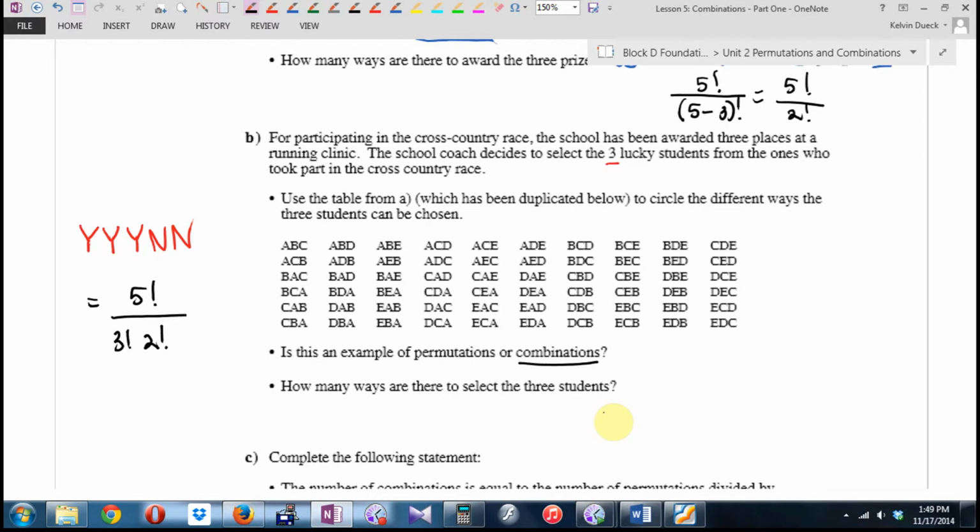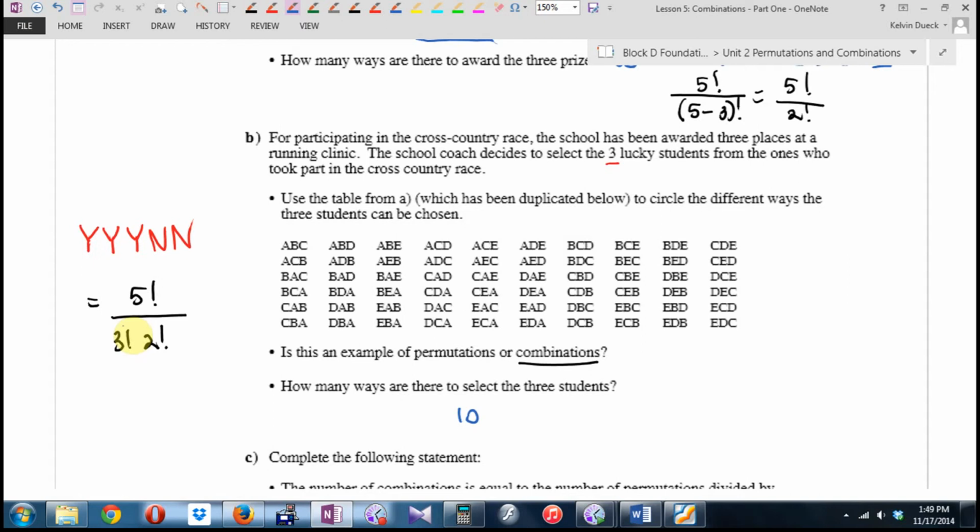I got 10. 10? Is 10? Yeah? You put the bottom in brackets? So what you did was 5 factorial divided by 3 factorial times 2, and on your calculator you want that on the bottom, right? You have that bracket to get 40. Yeah, I know. Thank you. Okay.